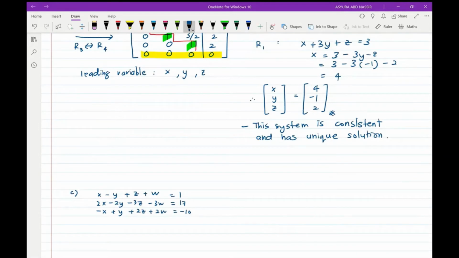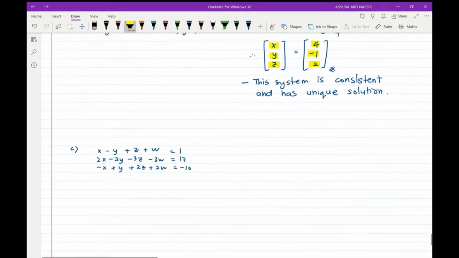Then we can conclude that this system is consistent and has a unique solution. Unique solution means you have a value for each variable. That is, here we have x is 4, y is negative 1 and z is 2. Okay, so let's continue with the next example, C.